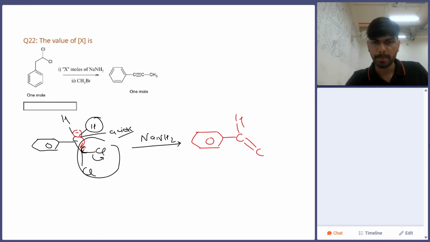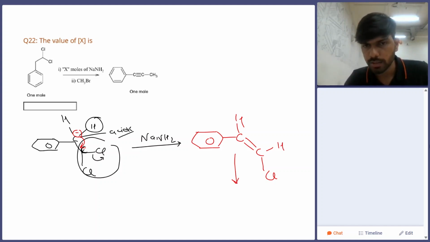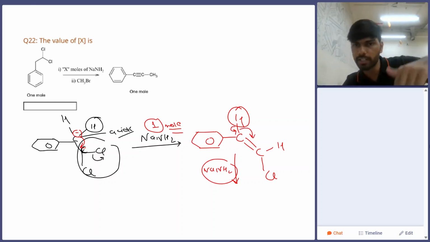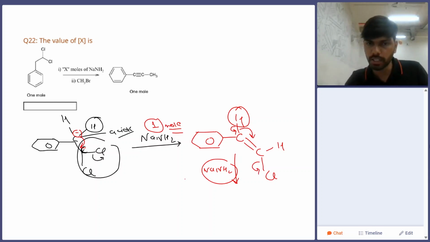So the structure will be a double bond C, Cl, H. Now this is 1 mole consumed first. Now NaNH2 is again ready, because again an acidic hydrogen is present. See here, this will take the hydrogen, this electron will go, and this bond pair will transfer here. The Cl will go. So now this is the second mole. The structure will look like C triple bond C, H.